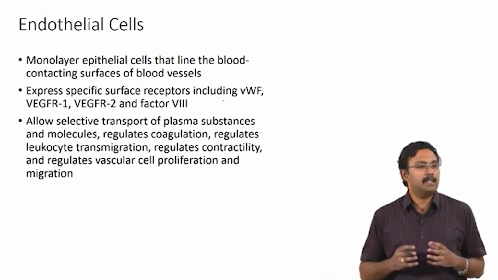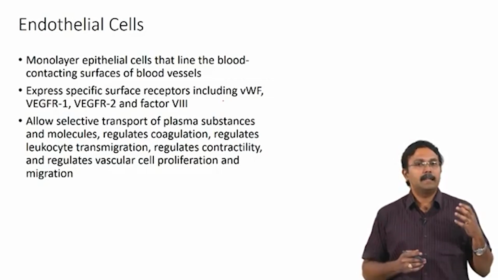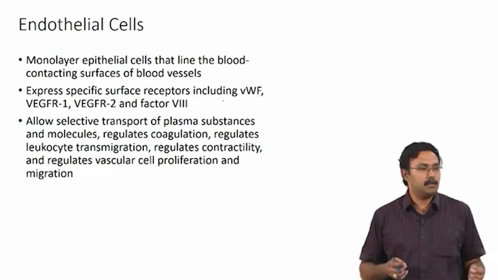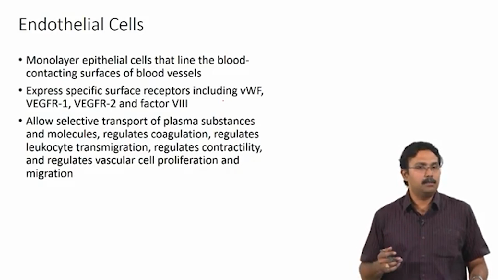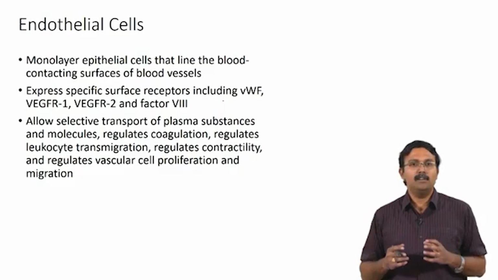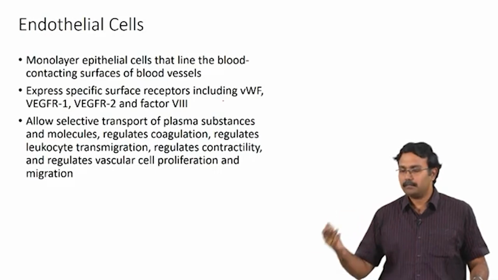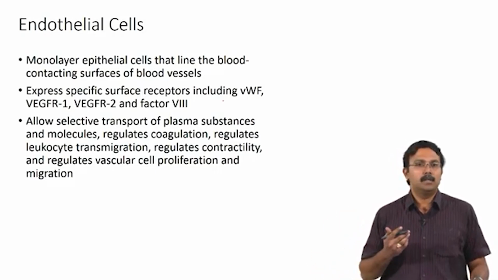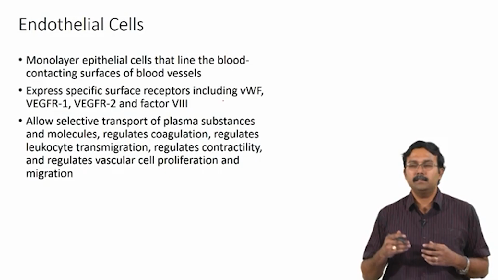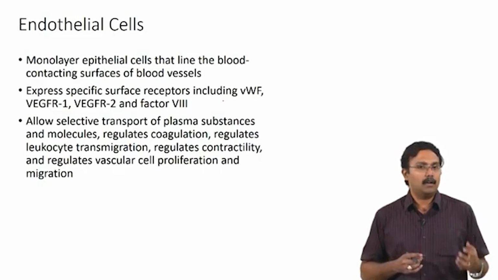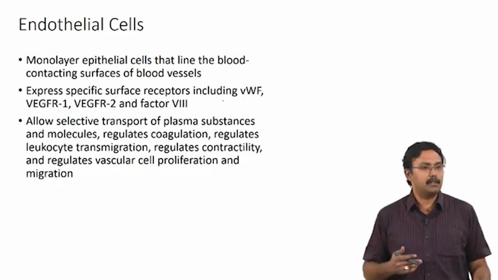So, endothelial cells are monolayer epithelial cells that line the blood contacting surfaces of the blood vessels. They express specific surface receptors which include von Willebrand factor, which is VWF, and VEGF receptor 1 and receptor 2, and also factor 8. These are all involved in different aspects of either angiogenesis or blood homeostasis. They allow selective transport of plasma substances and molecules, they regulate coagulation, leukocyte transmigration, contractility, vascular cell proliferation and migration. So, that is the role of the endothelial cell lining in your blood vessels.